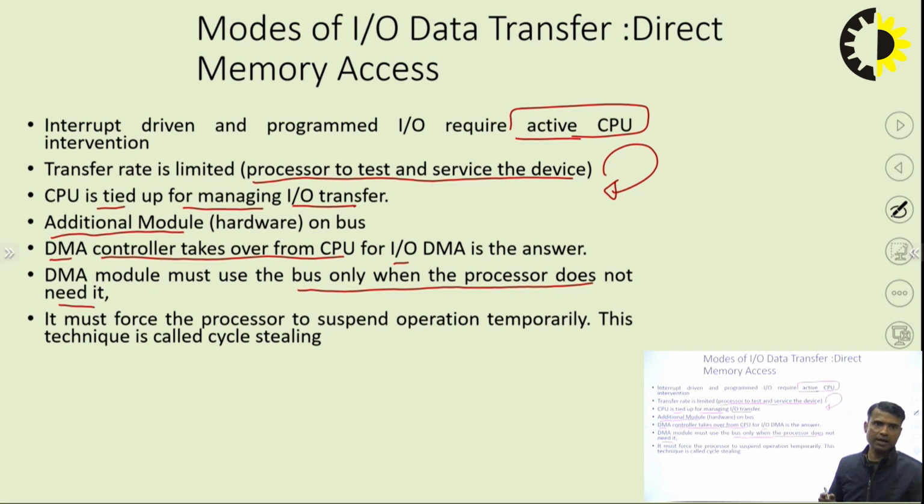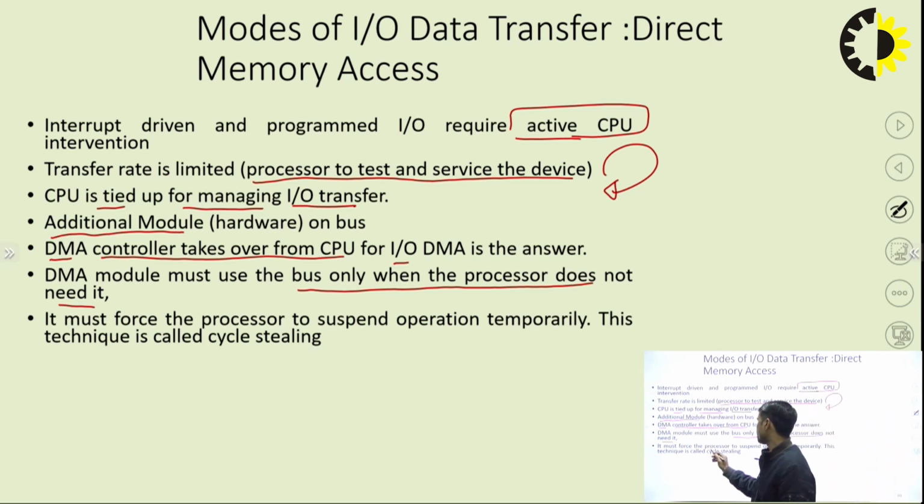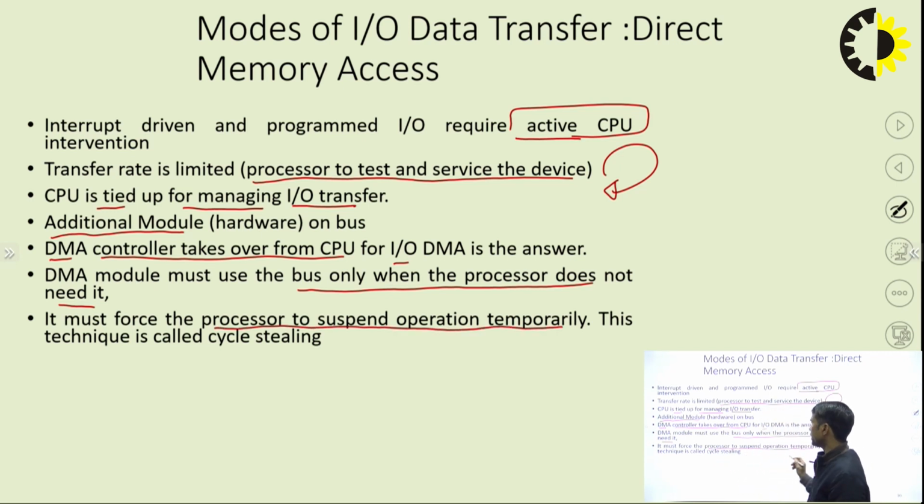Whenever the processor requires the CPU bus, it will be used by the CPU, and when it is not used by the processor, then DMA will use that CPU bus. So, it forces the processor to suspend its operation temporarily. This technique is called cycle stealing. For the time being, the processor is stopped or forced by DMA for servicing the DMA routine.